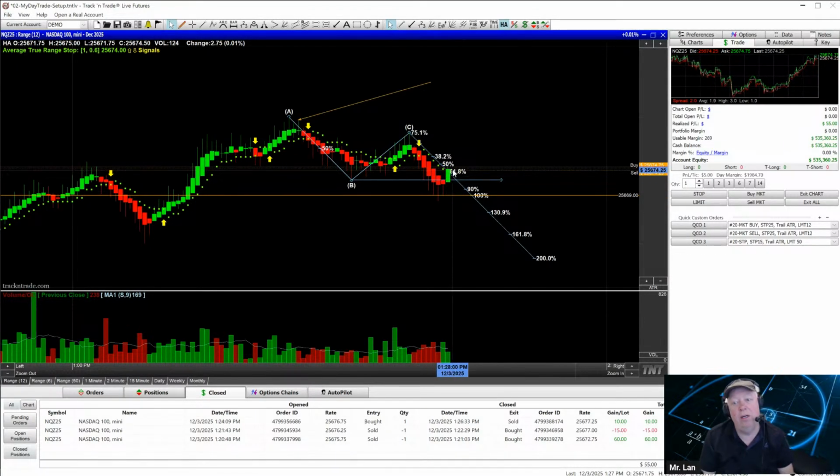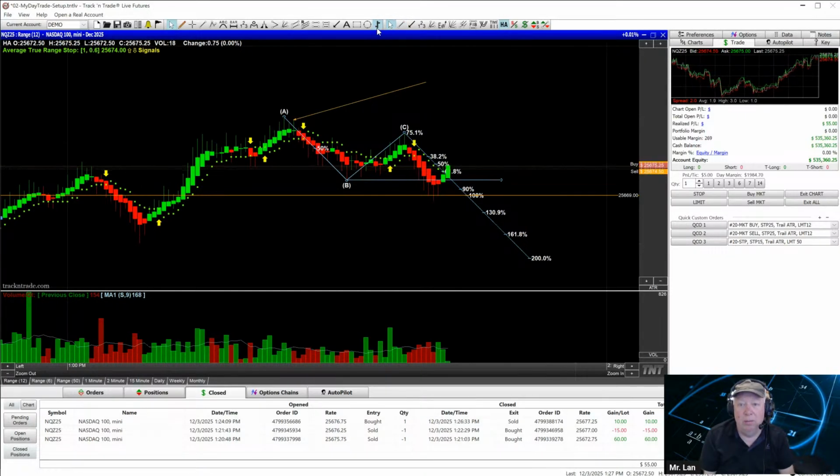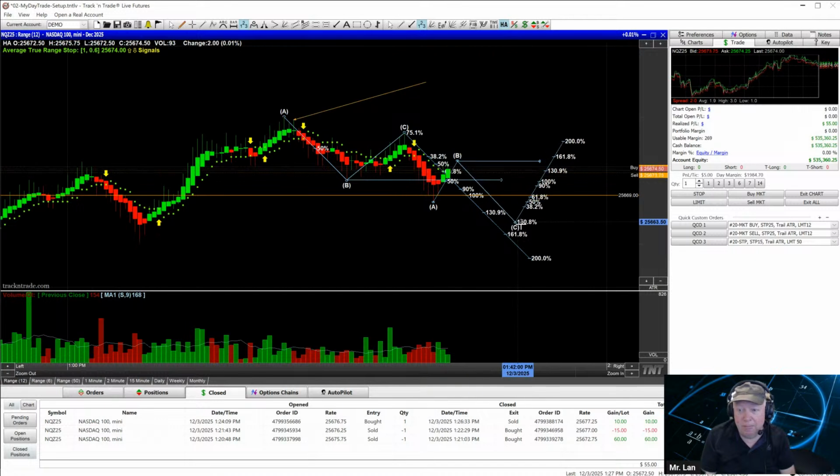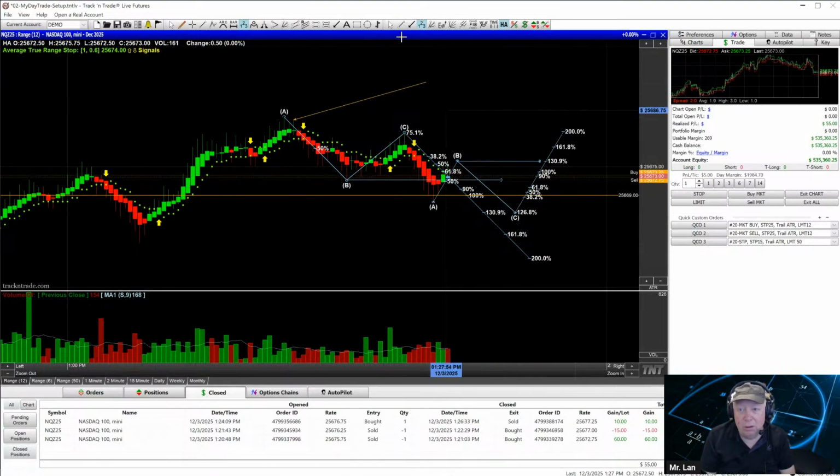Okay, so we're getting our little pullback here. Maybe we'll get a couple little green bars, and then we'll get another little drop like this. We'll see. Nobody knows, because nobody knows what it's going to do. We're just going to anticipate the possibility of an additional drive down to 130.9. Maybe we'll not be so aggressive. If it'll give us the little green dots, we can use the stop. If it doesn't, we have to use the market orders.